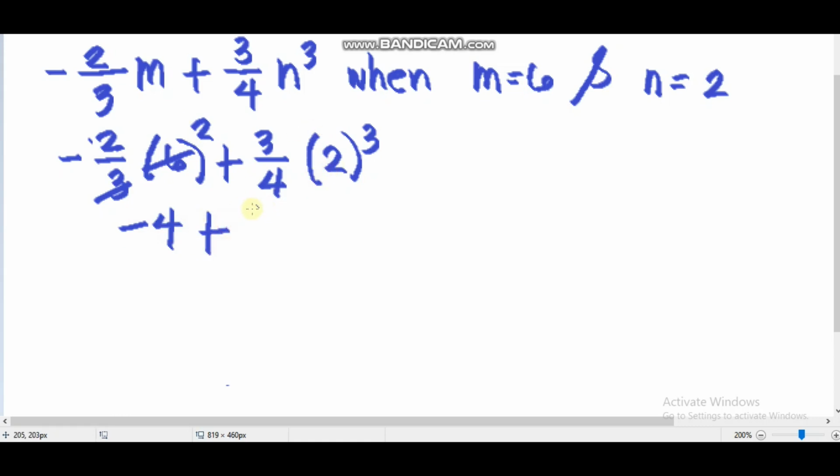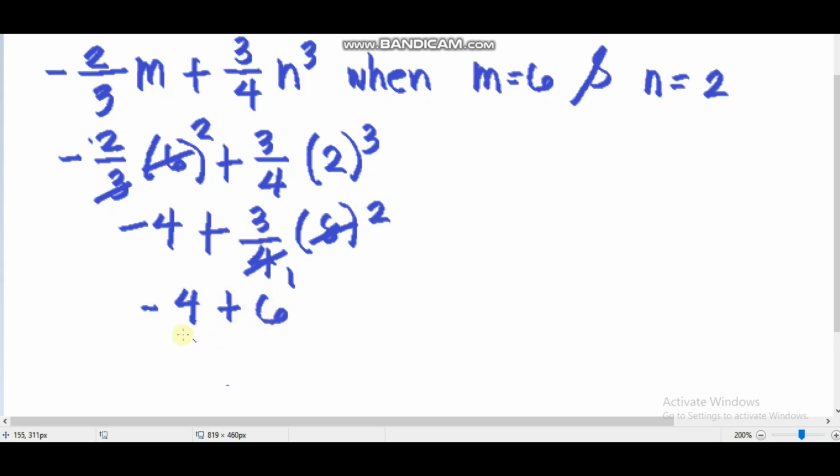Plus, so you have 3/4. This is cubed, so you multiply it 3 times. 2 times 2, 4. Times 2, that is 8. In this case, you can also do cancellation. 4 divided by 4, that is 1. And 8 divided by 4, that is 2. So, negative 4 plus 3 times 2, which is 6.